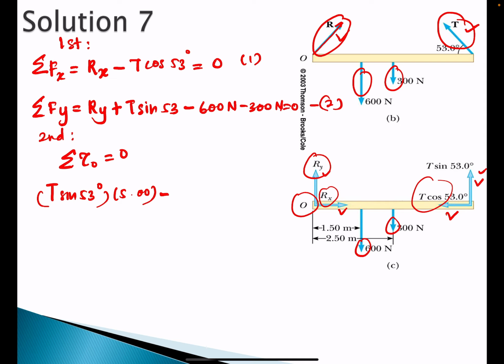And then minus 300 Newton times the lever arm, which is 2.5. Then you minus 600 times 1.5. The distance here is 1.5, from this point to this point. All right, then you will get equals to 0.